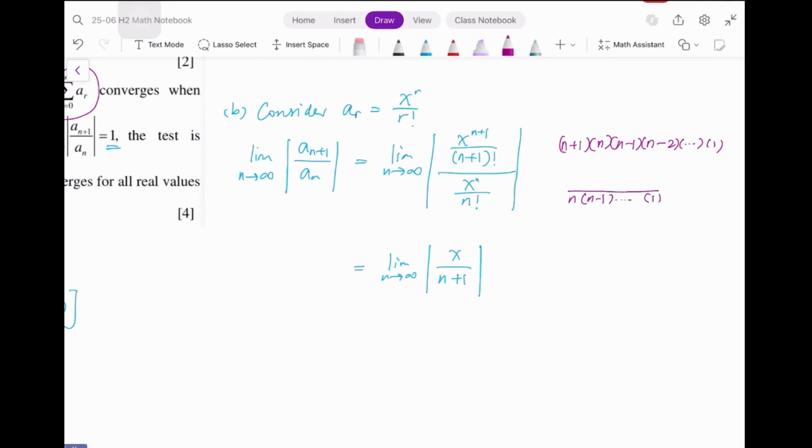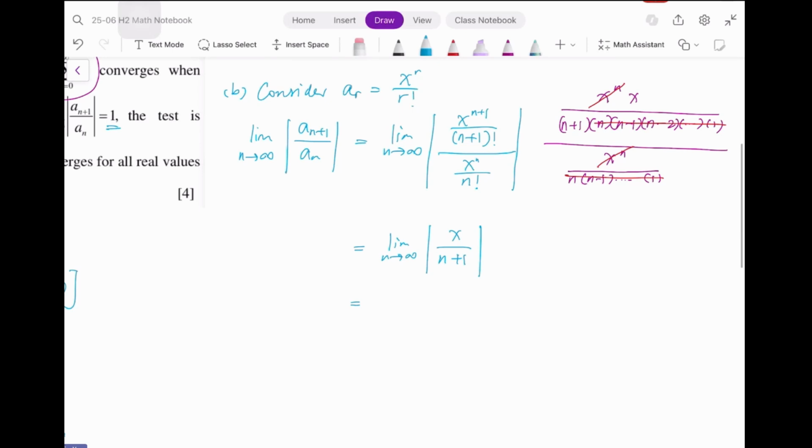Okay, something like that. Can you see this structure over here? Can you see this and this cancels? Can you see that these and these cancel? Okay, so this one, right?